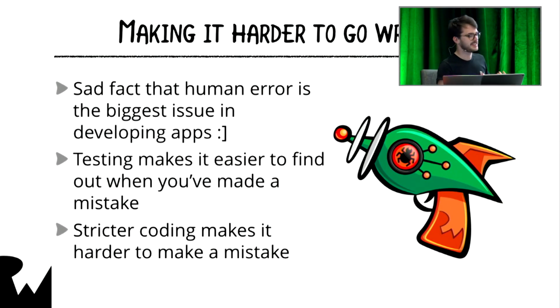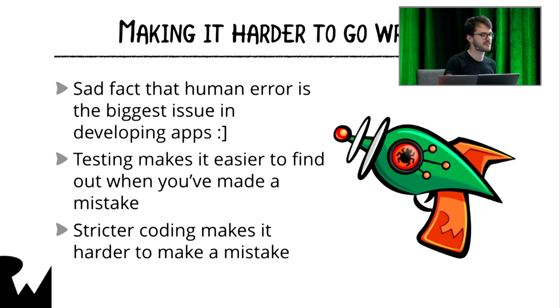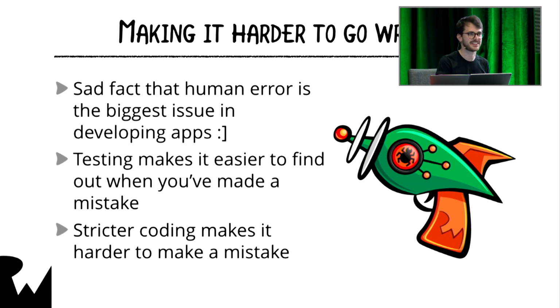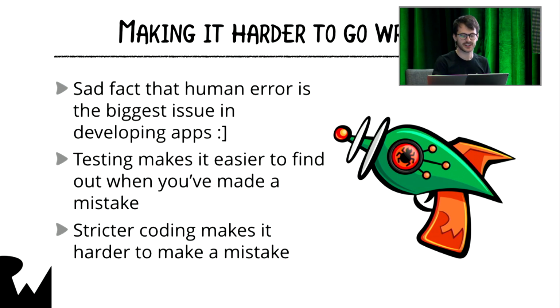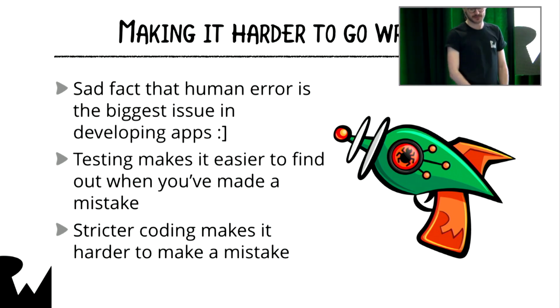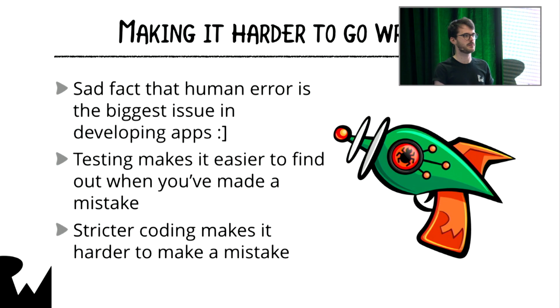So, realistically, very rarely it's the computer causing the bug, it's the developer. I'm sorry, it's a hard fact to learn, but it is our fault normally. Testing makes it easier for us to find out when we've made a mistake, but the mistake has already happened by that point. So we can make our coding a little stricter, and this will allow us to find the mistake before we've even run the test, because we can use the compiler to our advantage to prevent us from doing stuff that we shouldn't be doing.